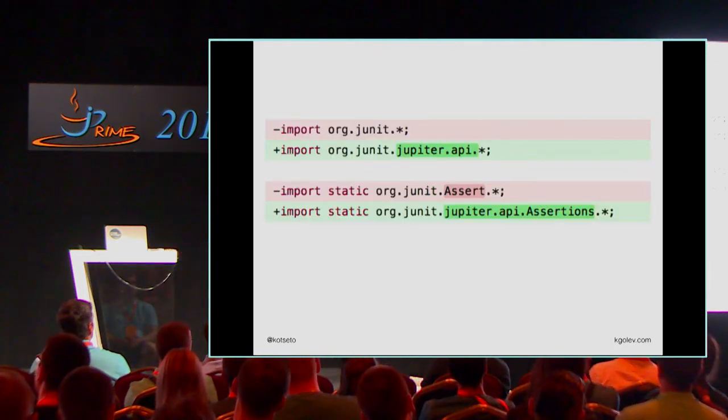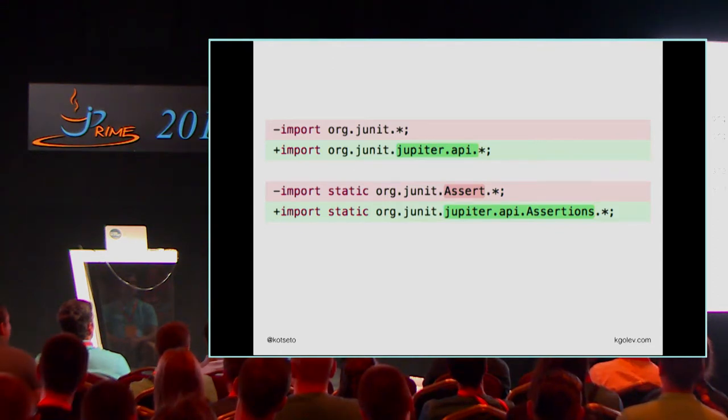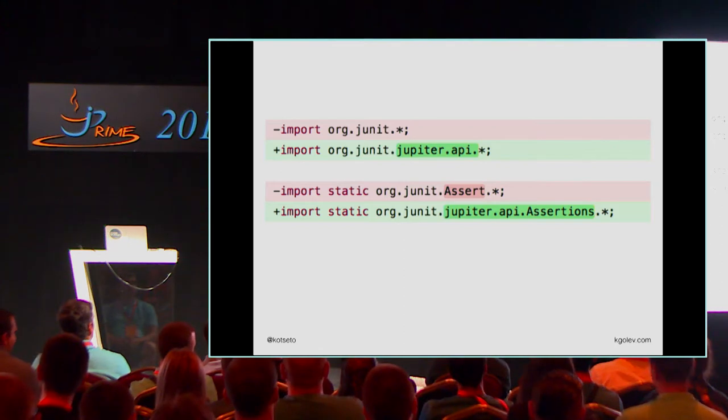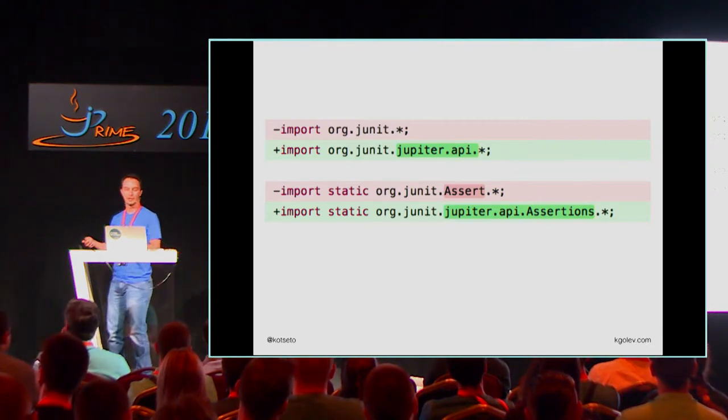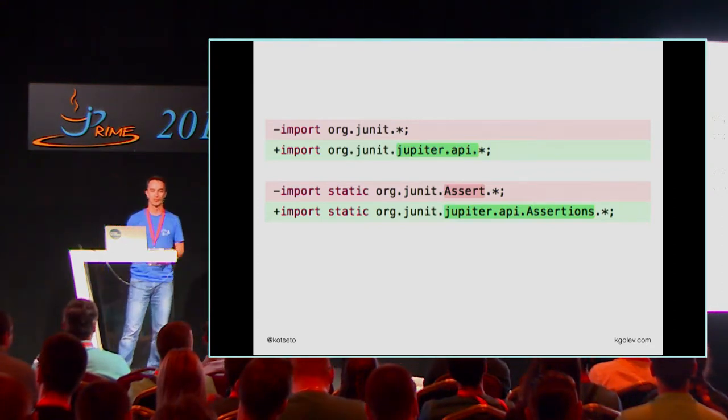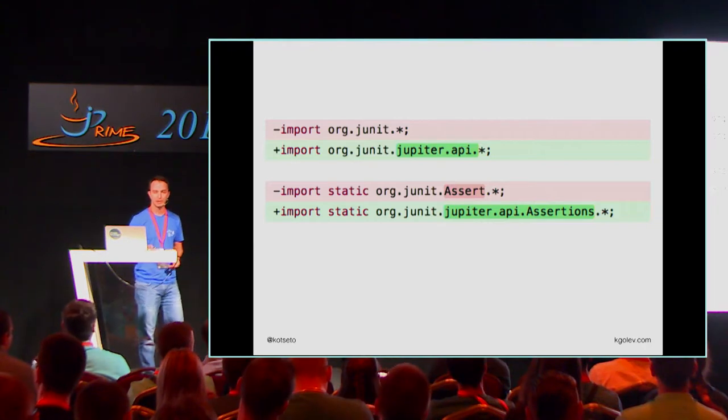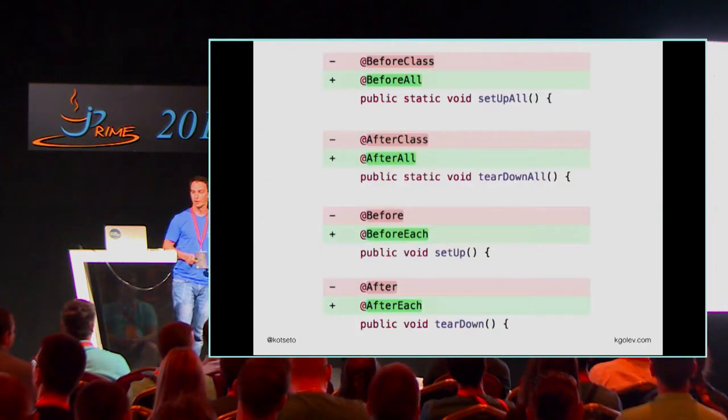JUnit 5, this new Jupiter API. Jupiter, by the way, why Jupiter? Because Jupiter is the fifth planet from the sun. So it's a full rewrite based on, like I said, Java 8. So all the annotations that you're used to, the test annotation, are moved to another package. So you need to change your packages as well. And other things changed.